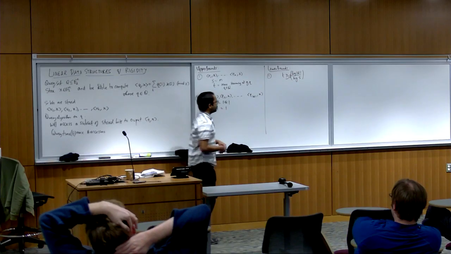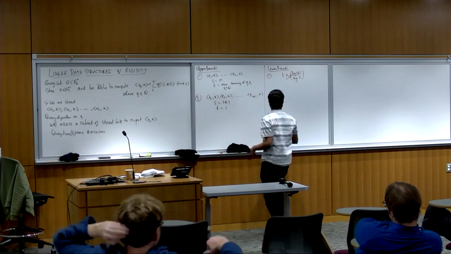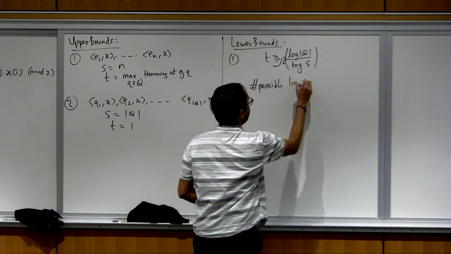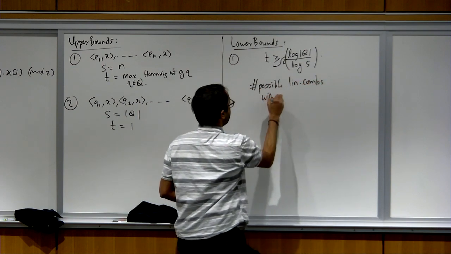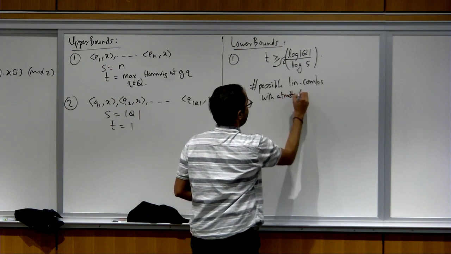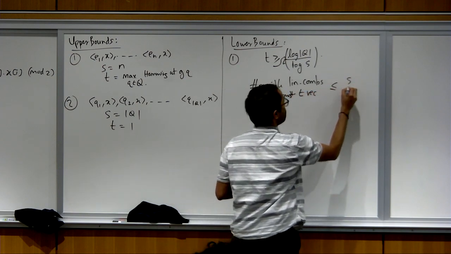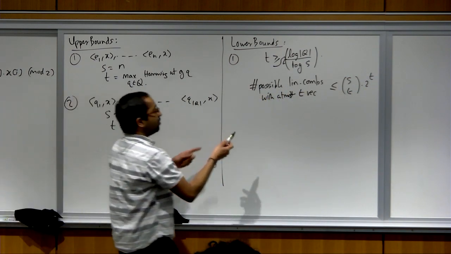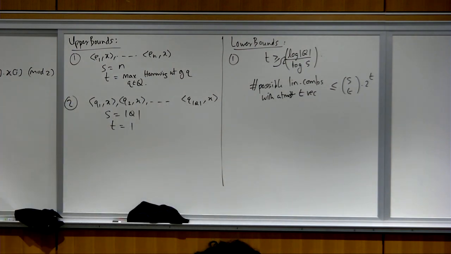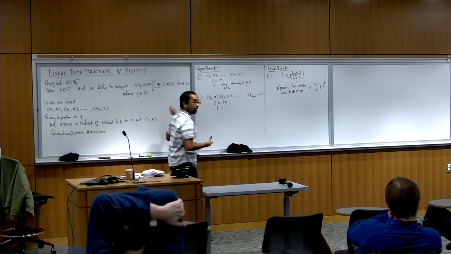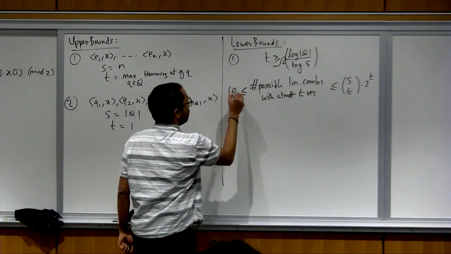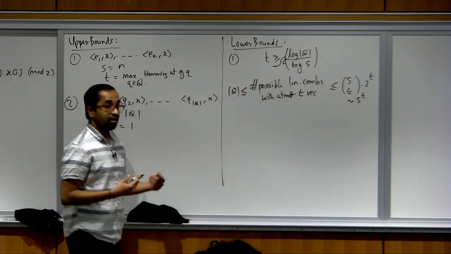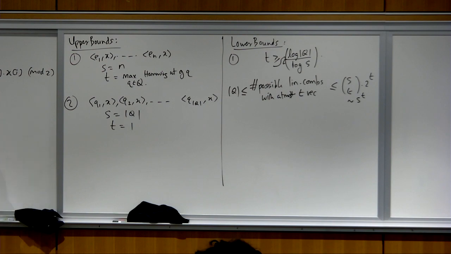Exactly. So the way to do it is you are storing S bits, and the number of possible linear combinations with at most t vectors is at most S choose t times 2 to the t. And then, since the data structure is able to answer all possible queries from Q, this must be at least size of Q. So this term is roughly S to the t, and this says that t has to be at least log size of Q over log S. Okay.